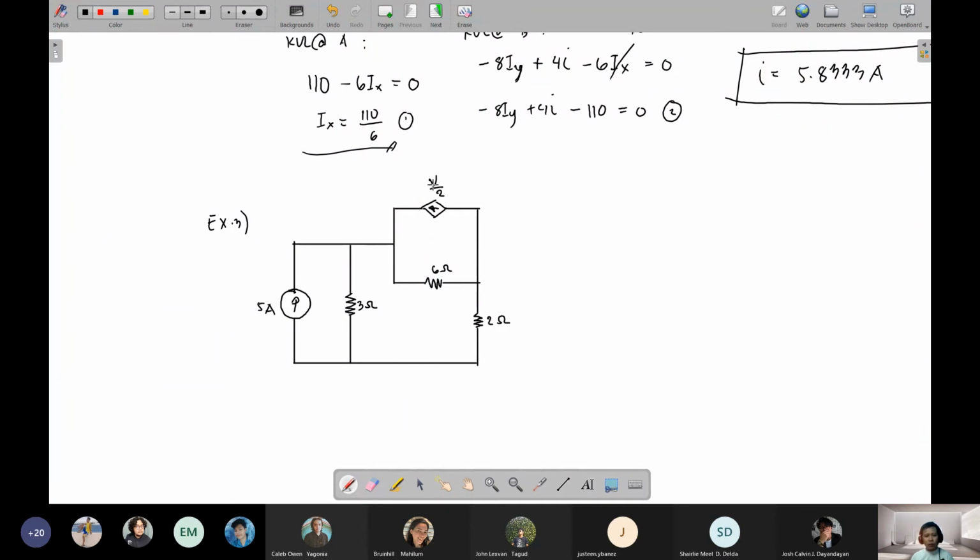So meaning this is a voltage controlled current source. Now, where does the V come from? Okay? So the V will be coming from here. V will be the voltage in your 3 ohm resistor. So whatever is the voltage in your 3 ohm resistor divided by 2, that will be the value of your current source.